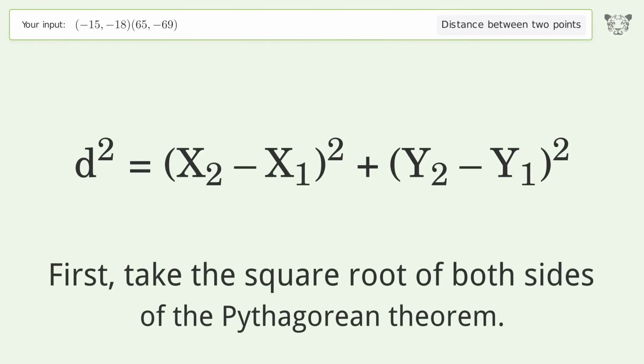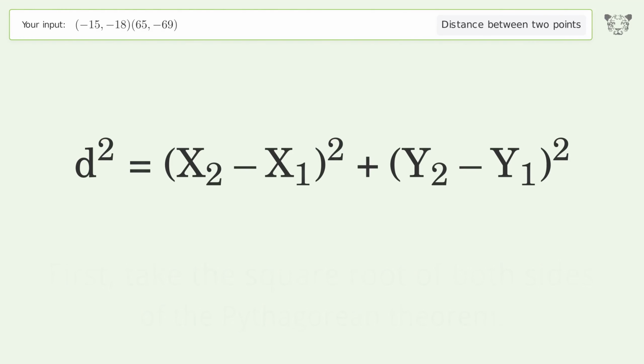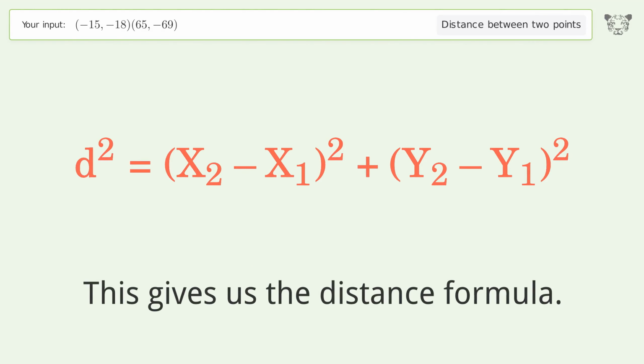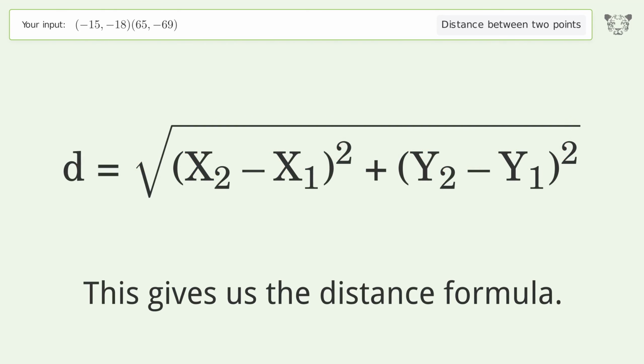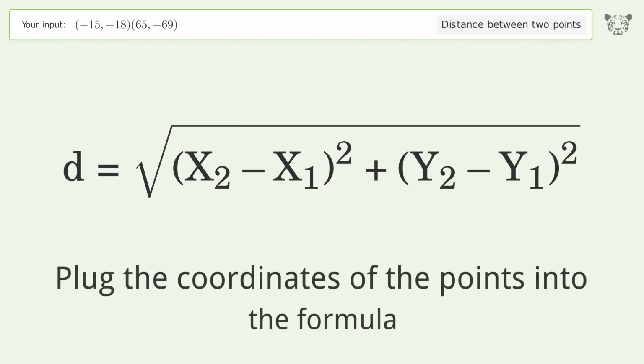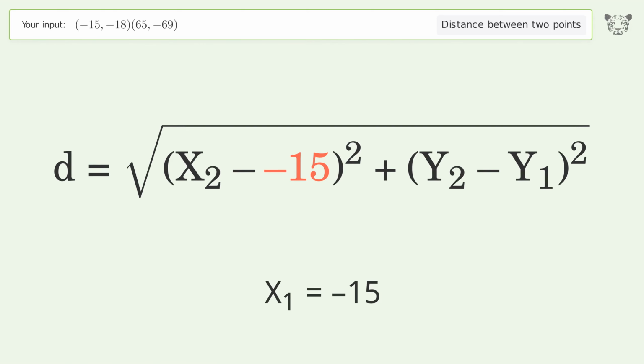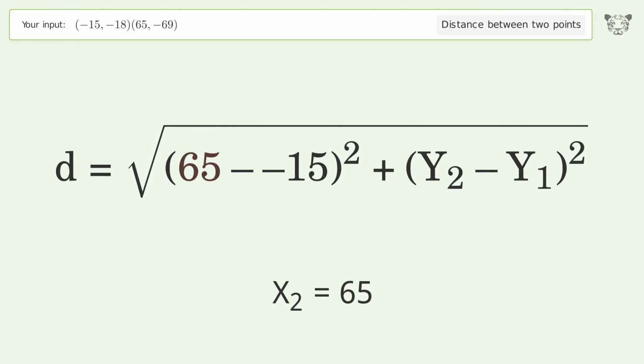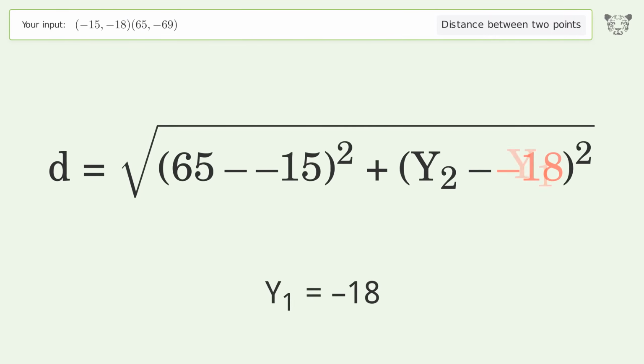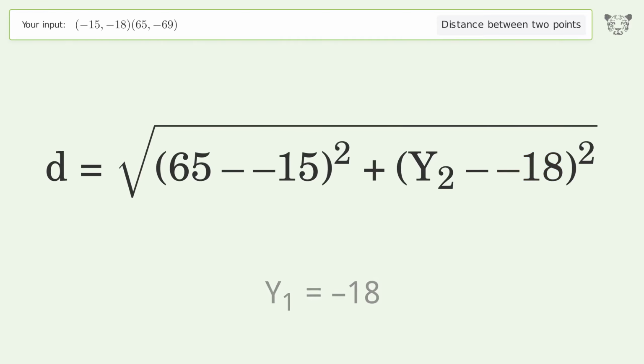First, take the square root of both sides of the Pythagorean theorem. This gives us the distance formula. Plug the coordinates of the points into the formula. x1 equals -15. x2 equals 65. y1 equals -18. y2 equals -69.